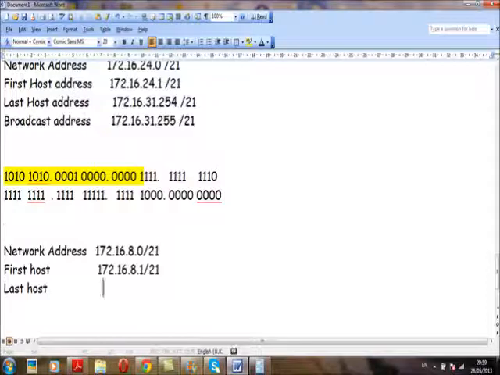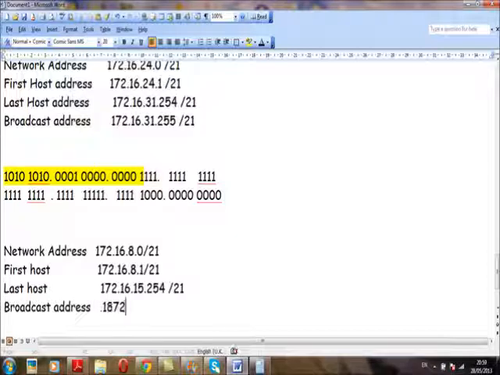Yeah. So we've got 172.16. And it's no longer 8, but what have we got? 15. Yeah, 15.254/21. And then the broadcast address. Fairly easy. All we need to do is change the last bit to 1, and then everything in my host portion is set to 1, which means it's broadcasting.